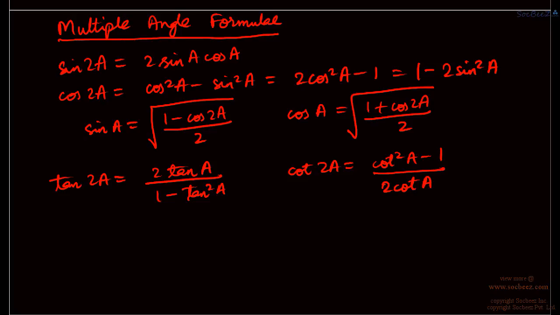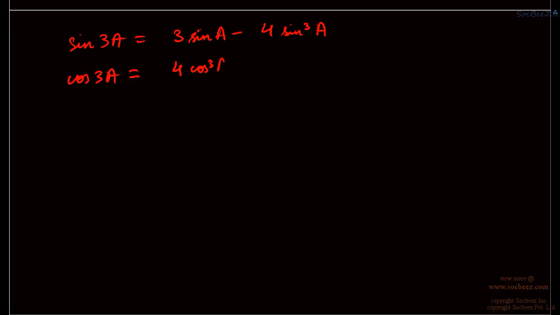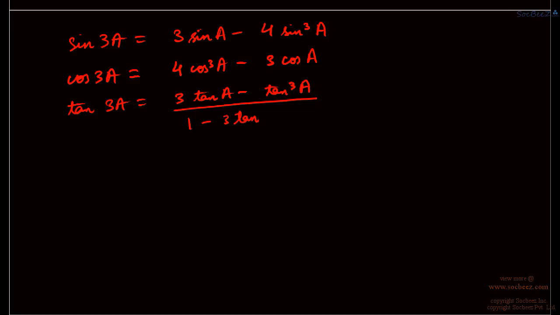Now similarly we can write for 3A. For 3A we get sin 3A is equal to 3 sin A minus 4 sin cube A. Cos 3A is 4 cos cube A minus 3 cos A, and tan 3A is (3 tan A minus tan cube A) by (1 minus 3 tan squared A).